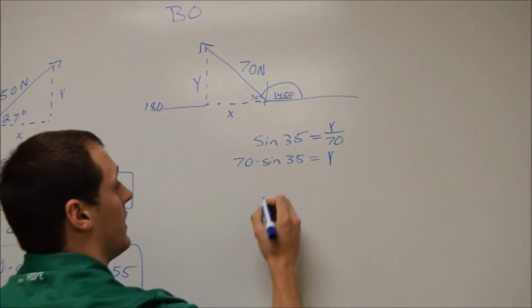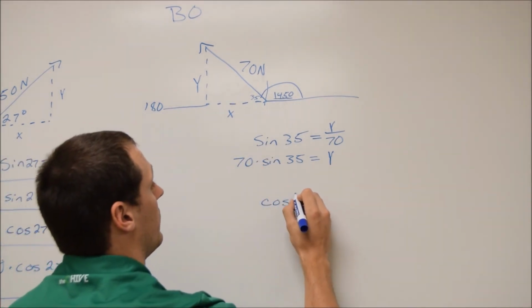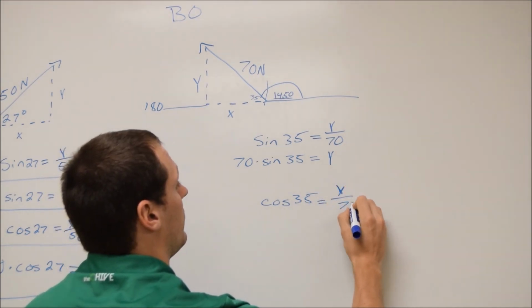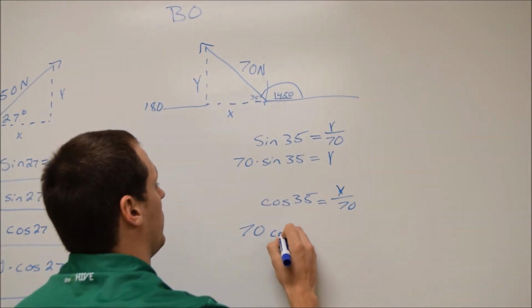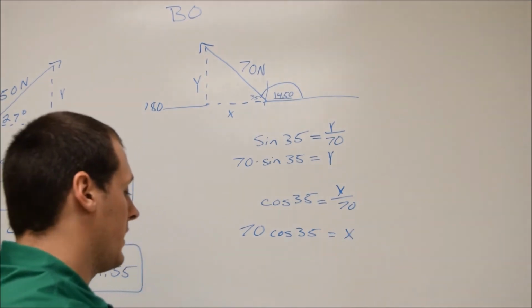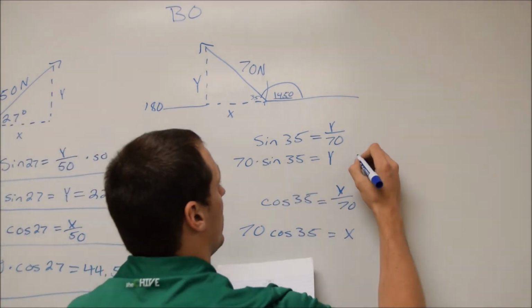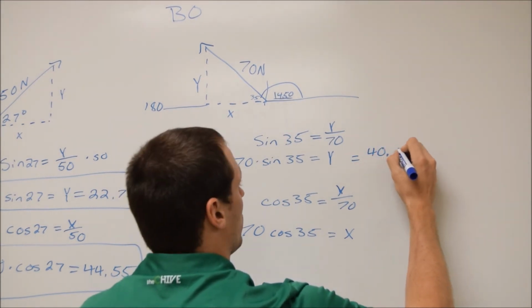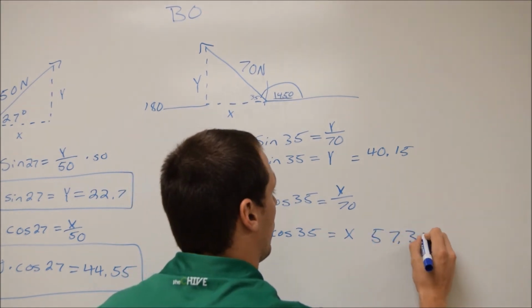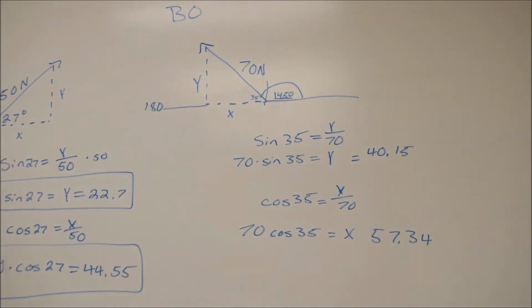And then we'll do the same thing for the x using cosine. So the cosine of 35 is equal to x over 70. So we end up with 70 cosine of 35. When we do those in our calculator, we get the y value equal to 40.15 and our x value equal to 57.34. Now that we've got these two triangles solved, we can do our tip to tail method and find the resultant vector, which is what we're looking for.